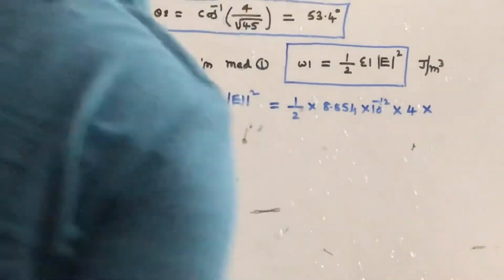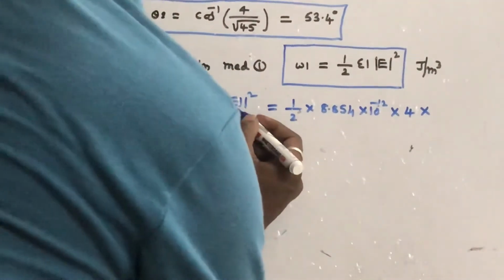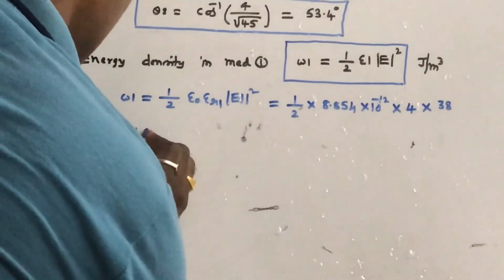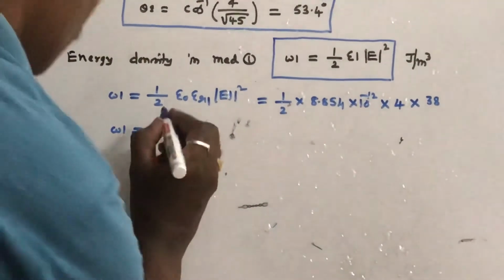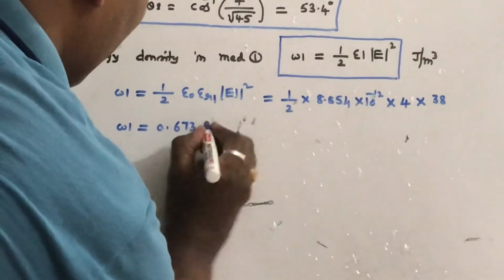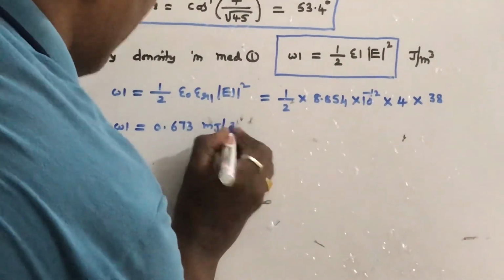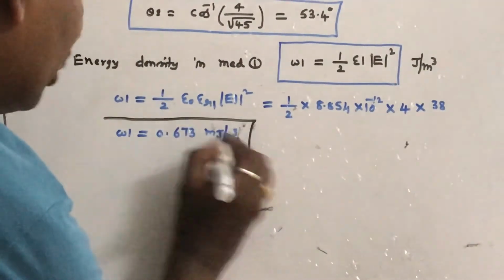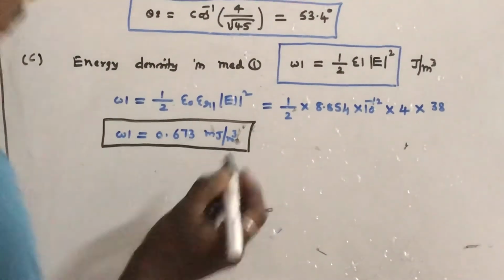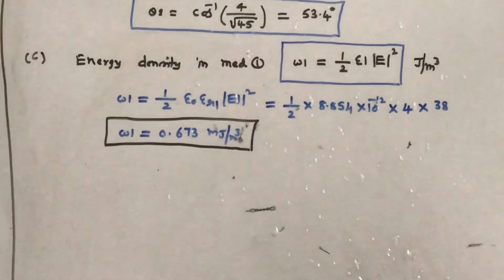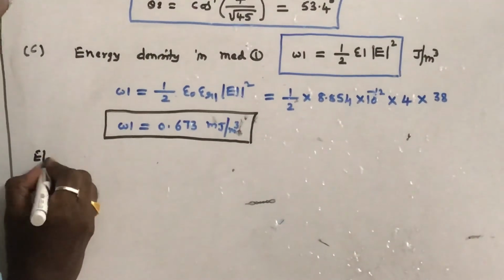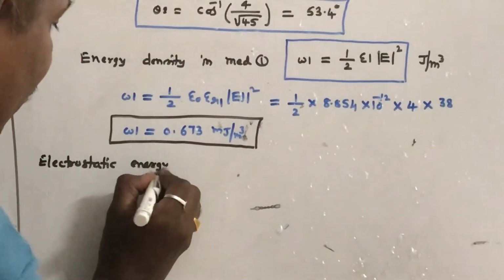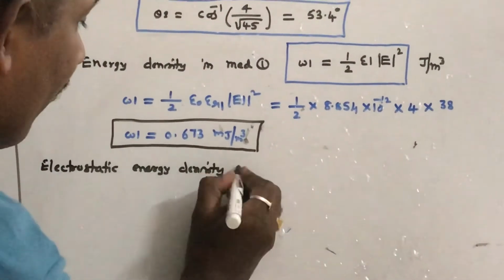So magnitude of E1 is root 38, and root 38 whole square is 38. If you simplify this, the energy density will come out as 0.673 millijoules per meter cube. So this is the answer for the electrostatic energy density in medium 1. Similarly, the electrostatic energy density in medium 2.